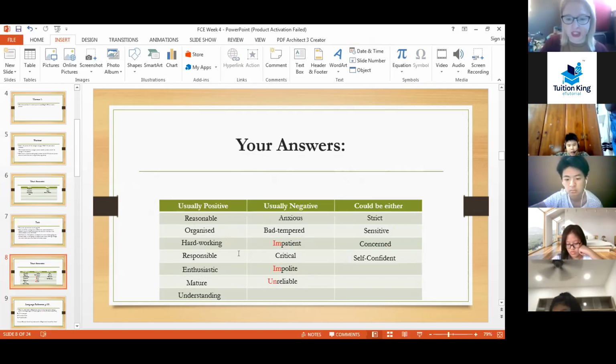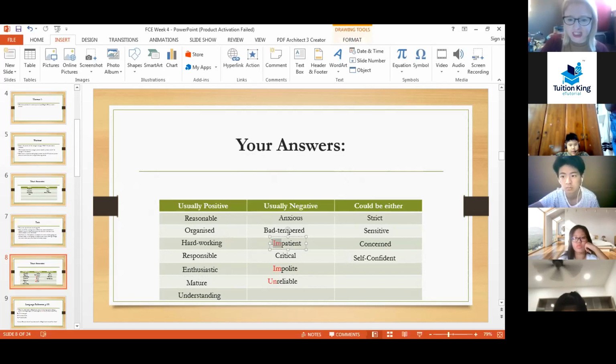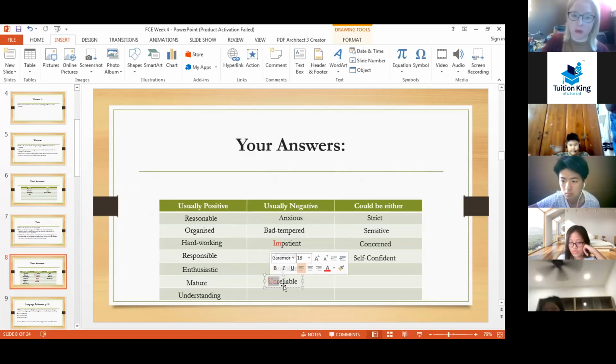Well done. So in this case, impatient, negative, but we can make it positive by just saying patient. Impolite, negative, polite, positive. And the same here. The un prefix is what makes this word negative. If we just use the word reliable without the un, it would be positive. And we'll see more examples of this throughout the class.